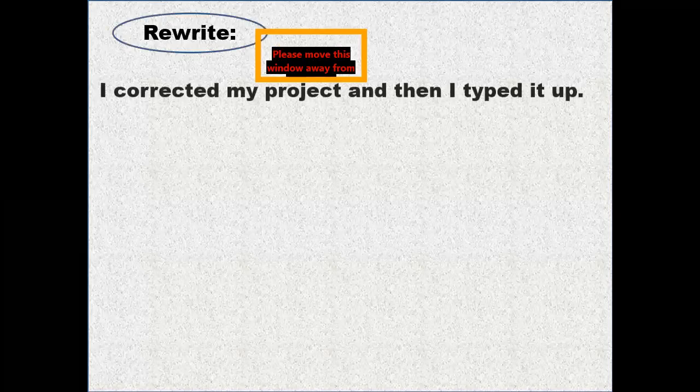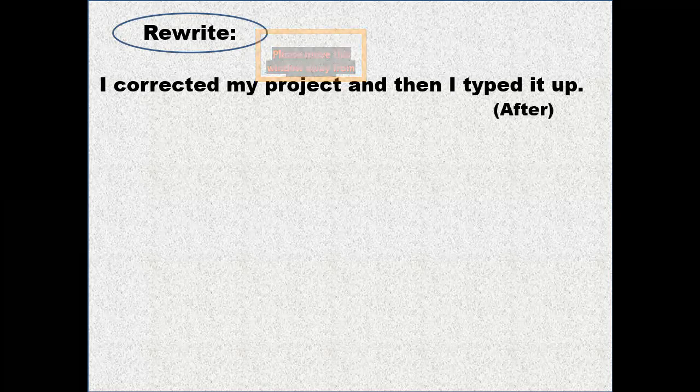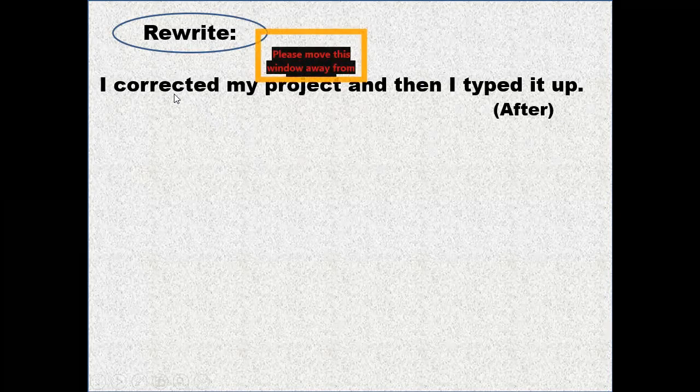Rewrite. Number one, I corrected my project and then I typed it up. Two actions in the past simple. We want to use after. By using after, you have to see which action happened first. Corrected my project or typed it? What is the first action? It's corrected my project. So I will put it in the past perfect tense, which is had plus the past participle of the verb.